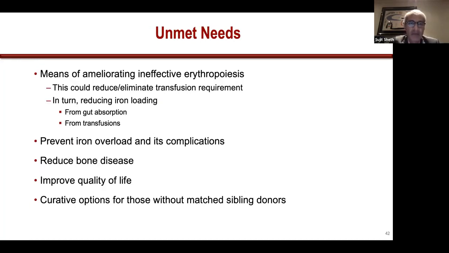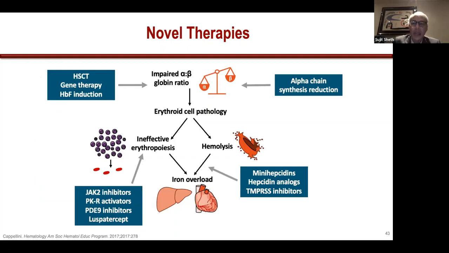We need to have a way of ameliorating this ineffective erythropoiesis, which could reduce or sometimes eliminate the transfusion requirement, in turn reducing iron burden and therefore complications of iron overload as well. We want to reduce bone disease, we want to improve quality of life, and we need to have more curative options for those individuals who don't have matched sibling donors or matched related donors. And so a variety of different novel therapies have been in clinical trials more recently.